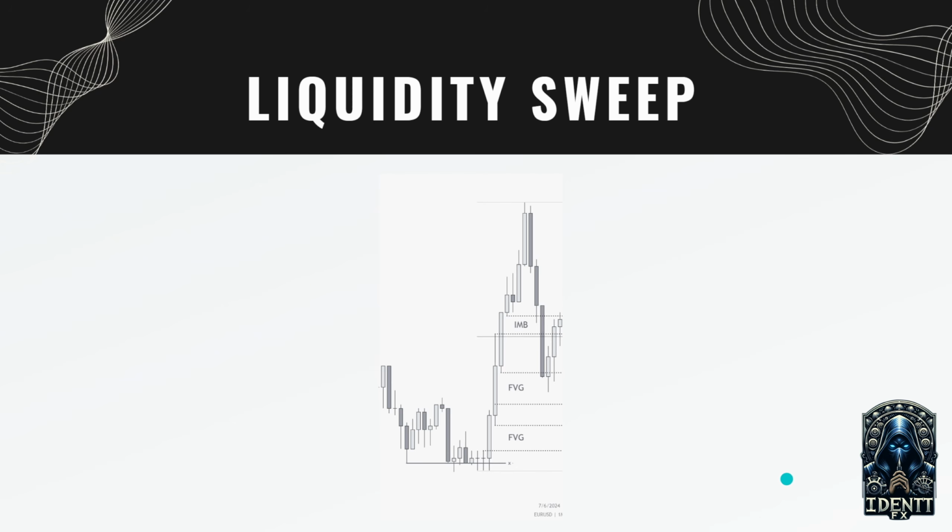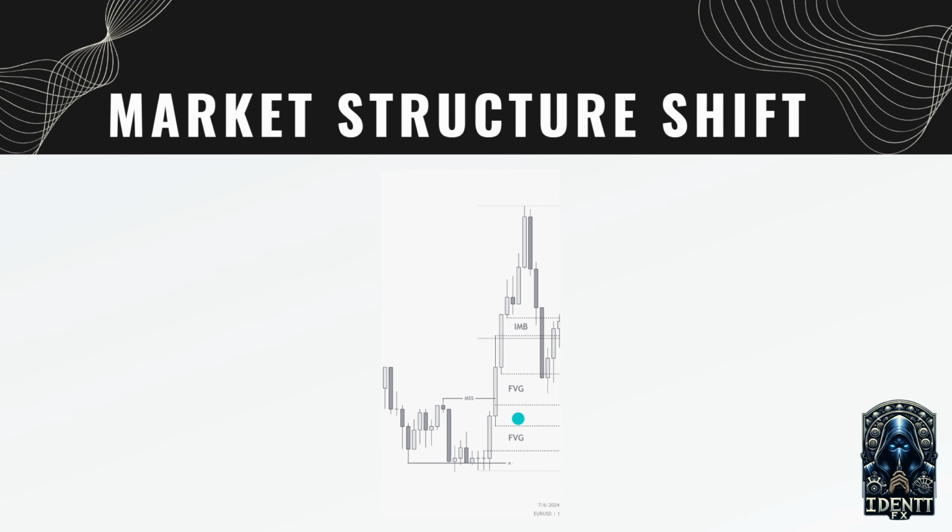But of course, we need one more element. We need the market structure shift. This basically confirms that the fair value gap is valid. Right here, we have the sweep, price displaces to the highs, and we have a market structure shift, meaning that these fair value gaps hold weight. These are actually valid fair value gaps.